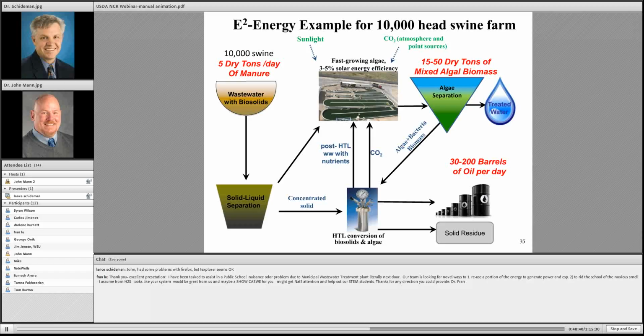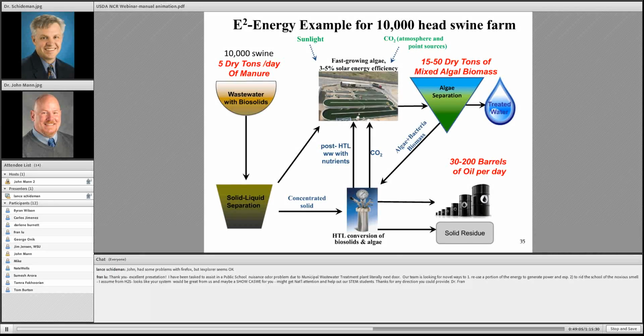Based on the modeling that we've done, I mentioned that you could make somewhere between 3 and 10 times the amount of biomass coming out as what went into the system. And so that would be 15 to 50 dry tons of mixed algal biomass, which when converted through hydrothermal liquefaction would be somewhere between 30 and 200 barrels per day of oil.